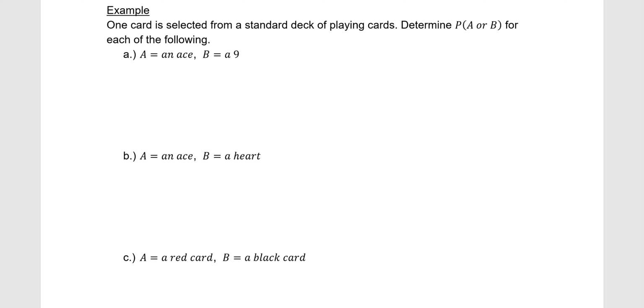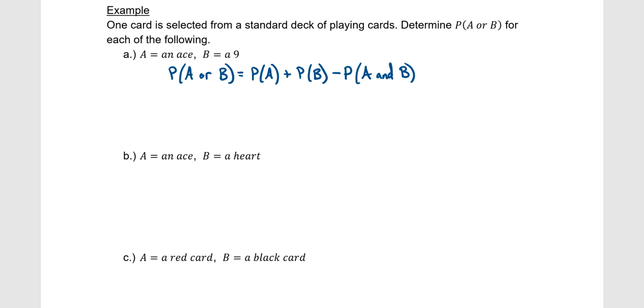Let's do one more set of examples before we move on to the last thing. We are going to select one card from a standard deck of playing cards. We want to determine the probability of A or B for each of the following. So for the first one, A is going to be the event that it is an ace, and B is the event that it is a 9.